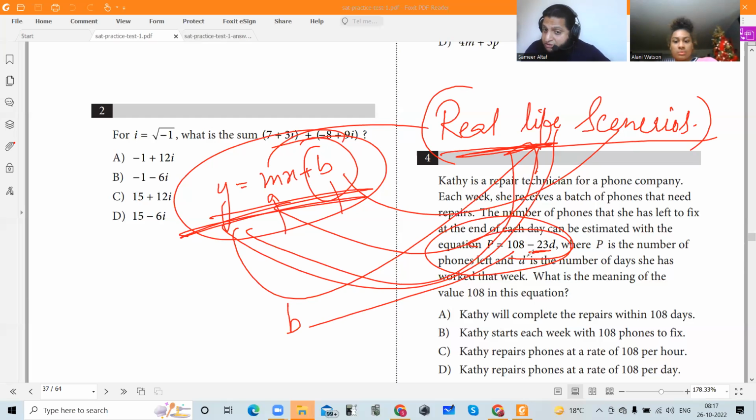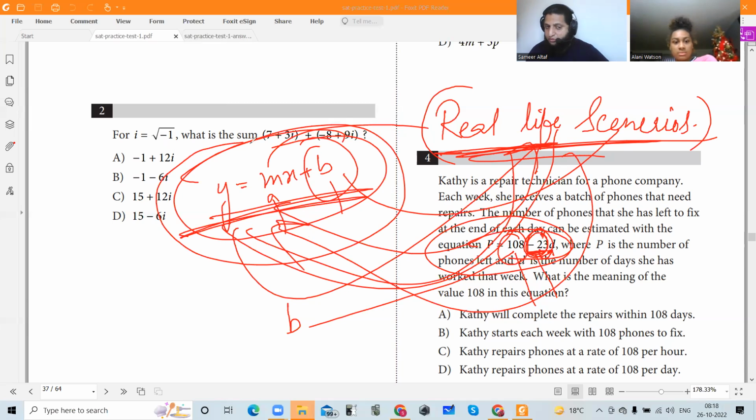Negative 23 is actually the slope. It's negative, it's going down. That means every day, the number of phones which are left is decreasing, right? So negative means something, positive means something. Negative 23 is multiplied with a variable. Negative 23 gives you the slope. 108 gives you the y-intercept, and so on, right? So that's how you have to analyze the real life things with the equation.